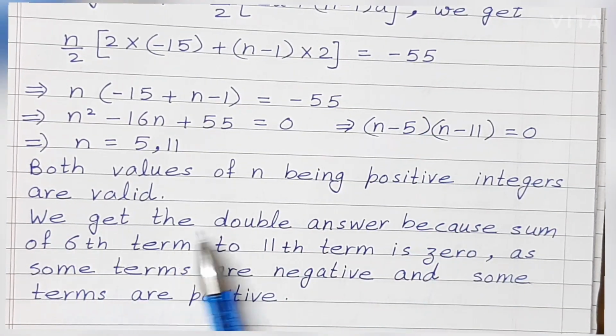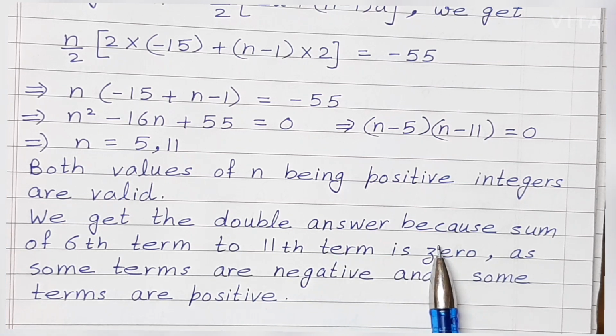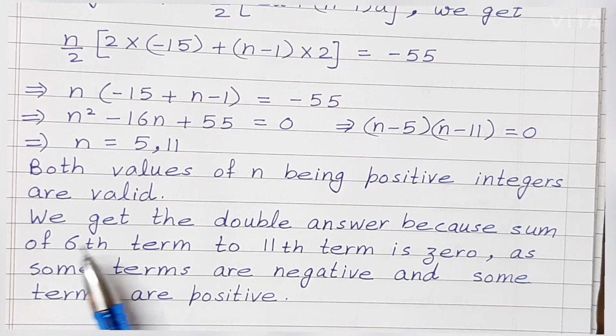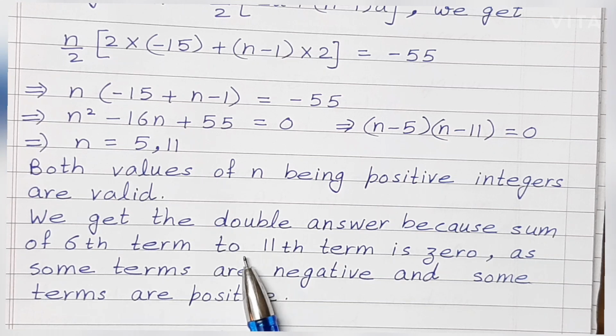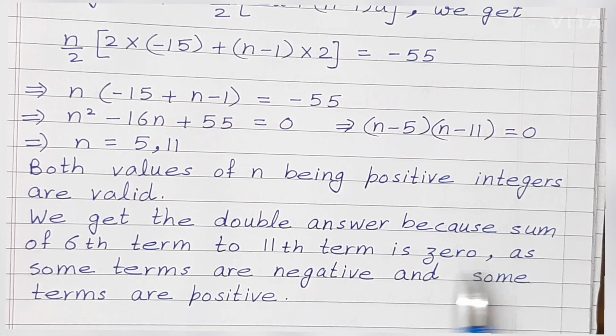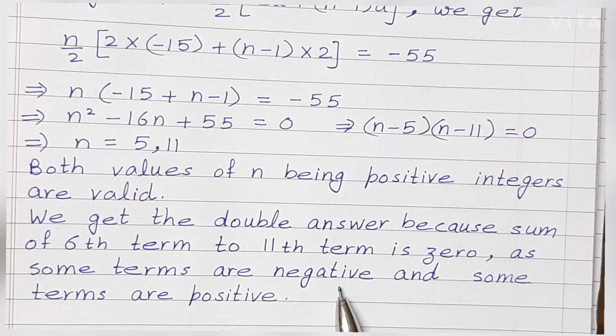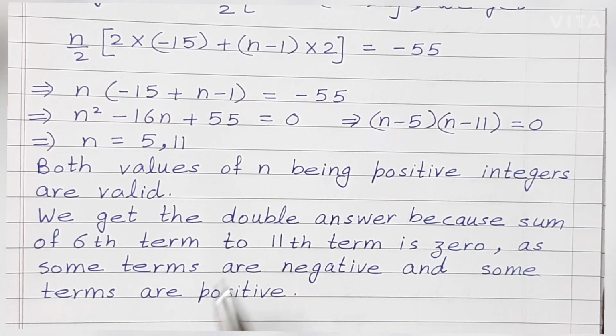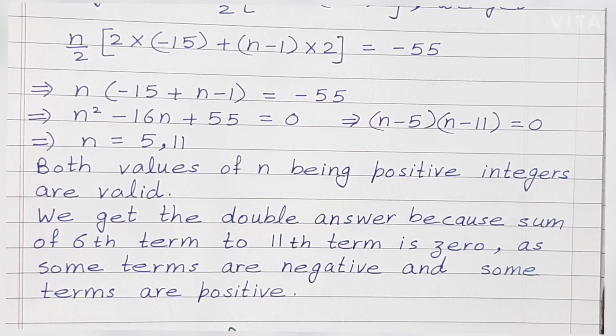We get the double answer because the sum of the 6th term to the 11th term is 0, as some terms are negative and some terms are positive. Clear? So at both the places the answer can be minus 55. I hope it is clear to you.